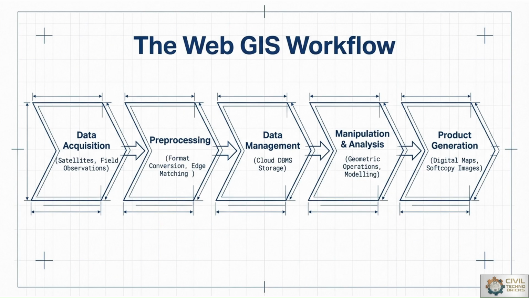From the GIS point of view, a web GIS workflow is nothing but a process of data handling, where data acquisition starts, followed by pre-processing, then data management, then manipulation and analysis, and then product generation. Here, Cloud GIS follows a systematic workflow from data acquisition to product generation. Remote sensing data from satellites, drones, and field observations are collected, processed, and integrated into cloud-based GIS platforms for efficient civil engineering analysis and decision making.